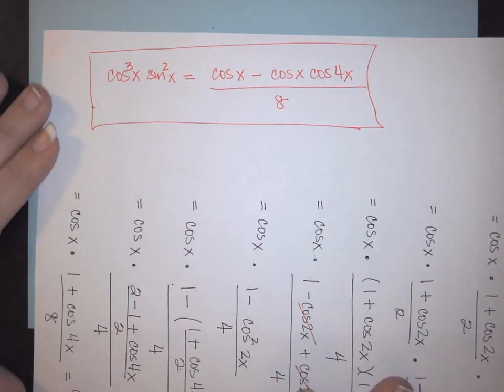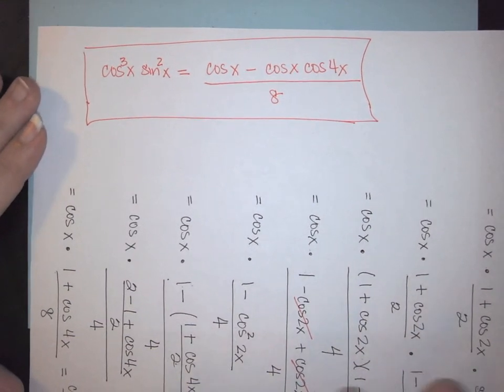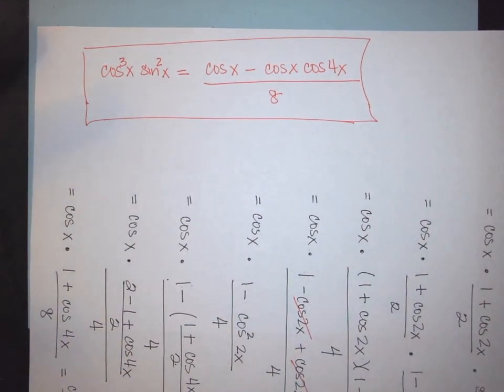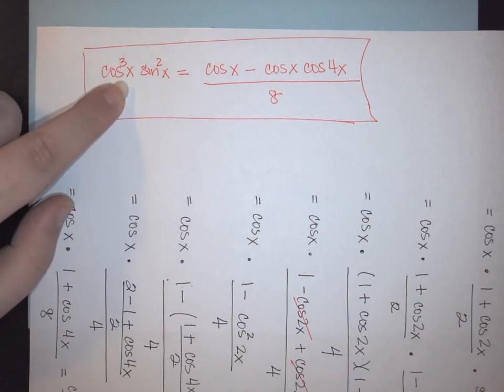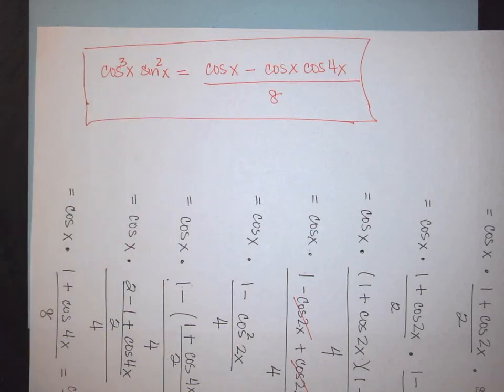So in a way, if you notice, this is in a sense very similar to verifying an identity, if our identity had to do with cosine cubed and sine squared. Okay? So essentially, that is what you're doing when you are working with power reducing ideas. You are changing it around so that you no longer have the power and instead you have a power of 1.